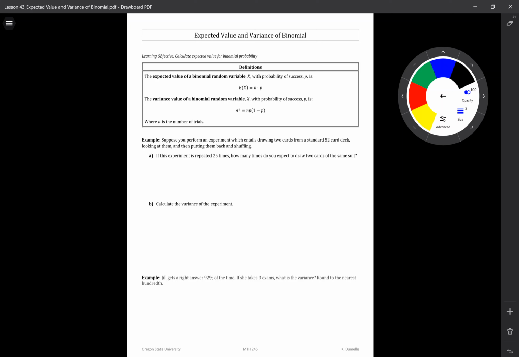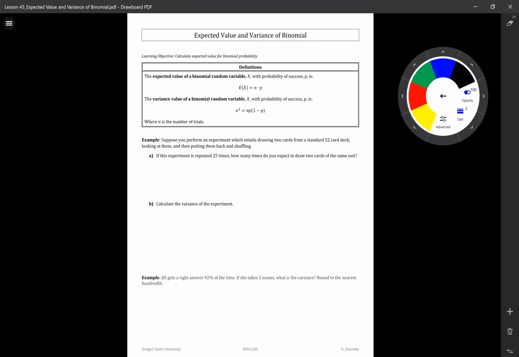The expected value of a binomial random variable x with probability of success p is E(X) equal to n times p, where n is the number of trials. Remember, that has to be fixed. And the variance of a binomial random variable x with probability p, we call this sigma squared, is equal to the number of trials times the probability times 1 minus the probability. That is what we call the variance.